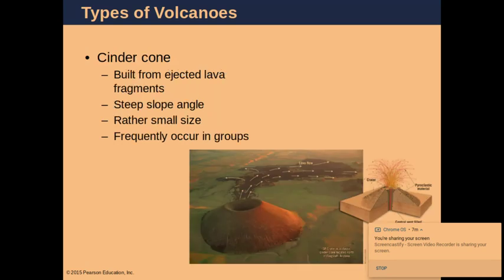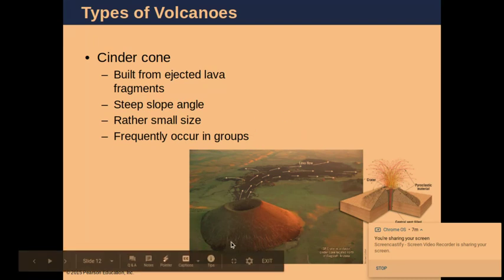Then you have cinder cones. These are built from ejected lava fragments. Very steep slope angle, small in size, and a lot of times they happen in groups. These things are made over periods of weeks to months, not thousands of years or tens of thousands of years or anything like that. These happen very, very quickly. There are a bunch of them down in Mexico right now. They kind of look like anthills.